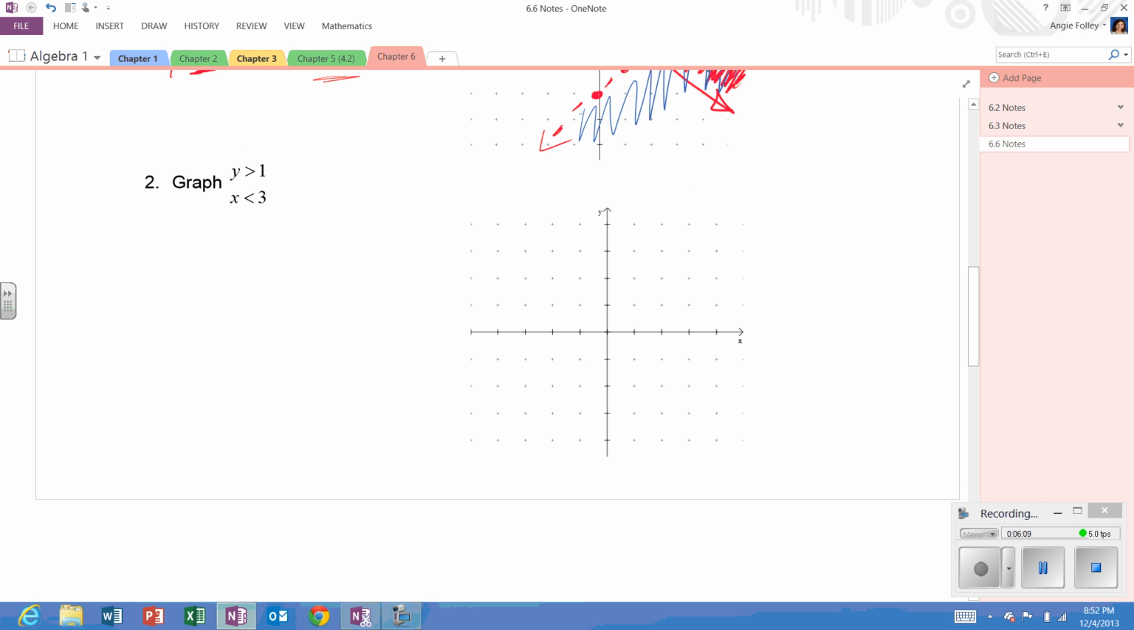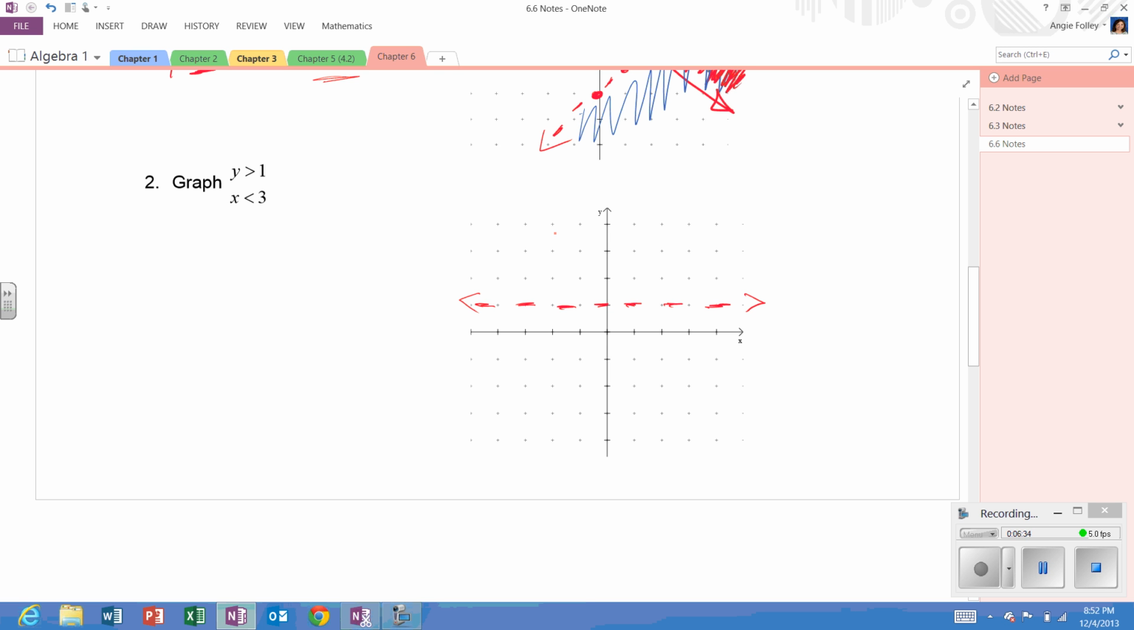Okay, let's try another one. Y is greater than 1 and x is less than 3. Well, y is greater than 1, you guys, so we're going to plot a line at y equals 1. We're going to go up to 1, and it's going to be a dashed horizontal line right at y equals 1.